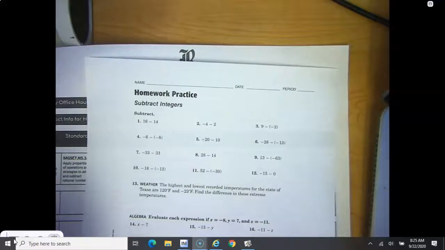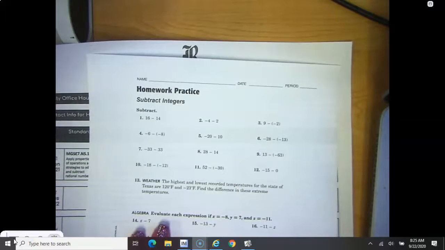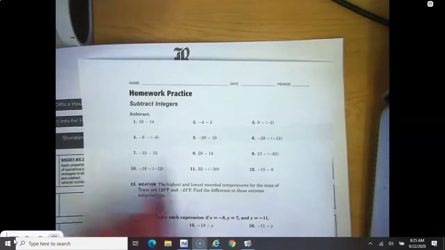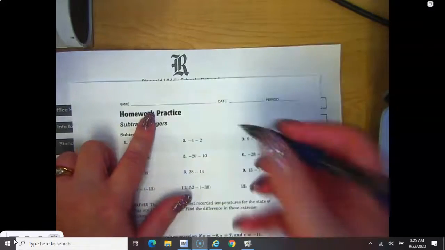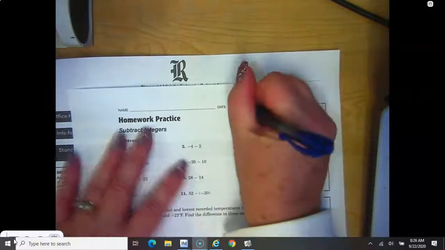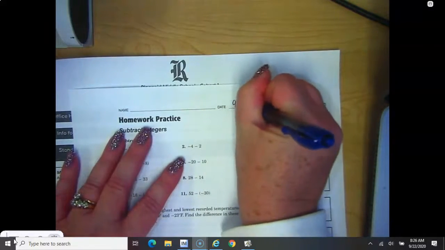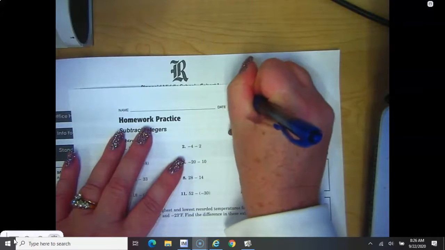Look at this paper right here. This is homework practice. Get that right now. Should be on your desk. Homework practice. It says subtract integers. Put your name up there. Put tomorrow's date, 9/23. This is your Wednesday assignment.